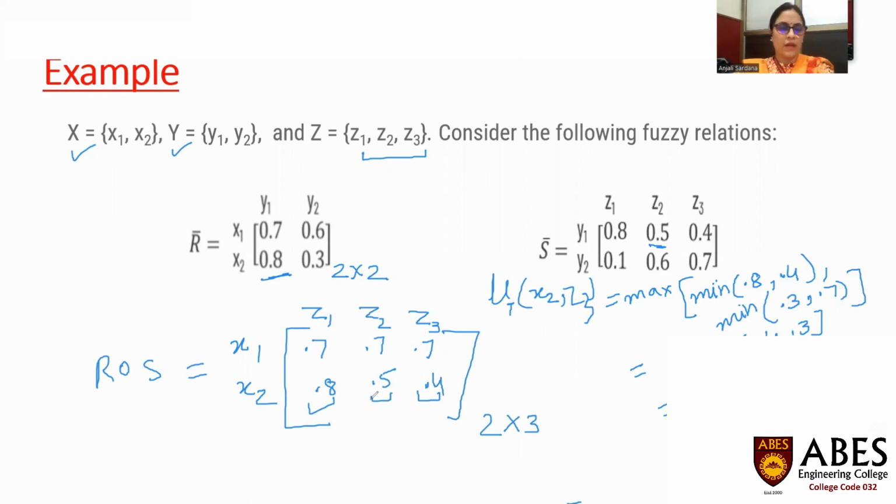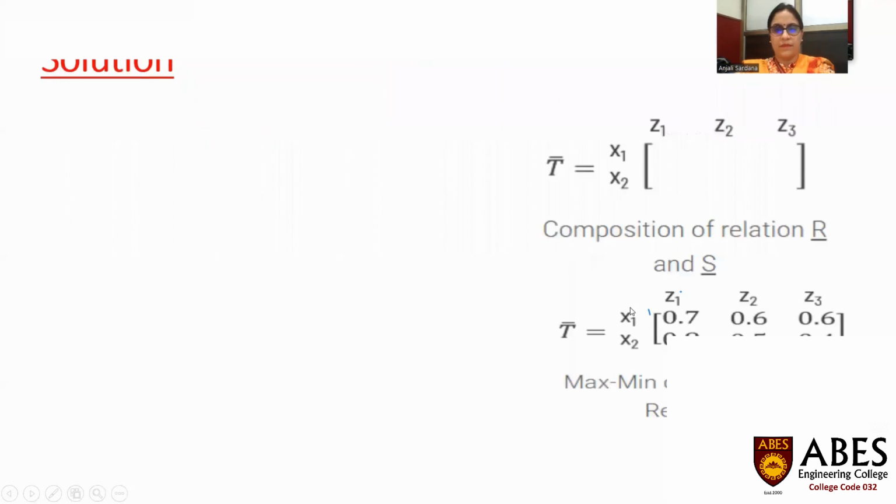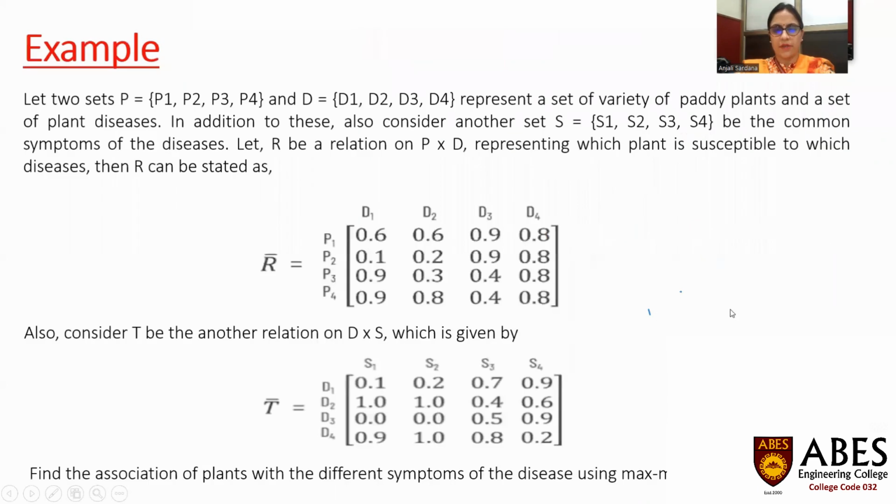Similarly, we can go and calculate using the max product method. In the max product method, rather than finding the minimum of these two values, we'll be computing the product of these two values, and the same thing will be done. These computations we have done, and this was our resulting matrix. This example is for practice. You can practice this at home and find out.